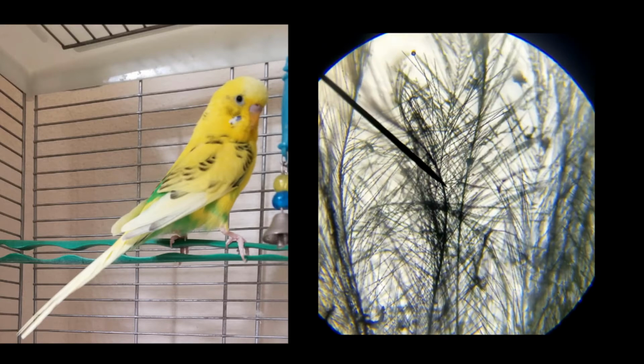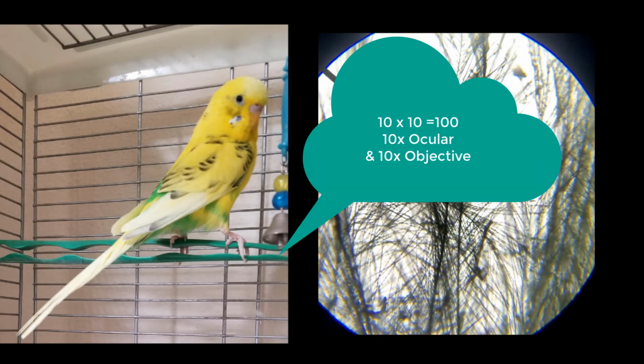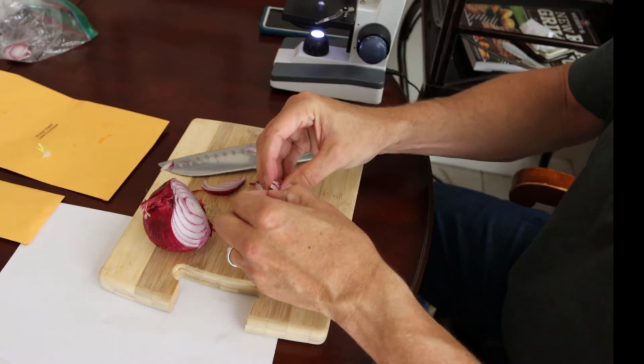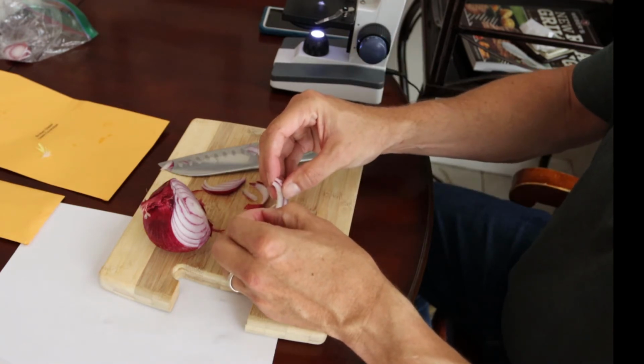I also took a hair from my dog that I found laying around the house. That's what that looks like. And I took a parakeet feather from my parakeet Sunshine, and that's what that looks like there.